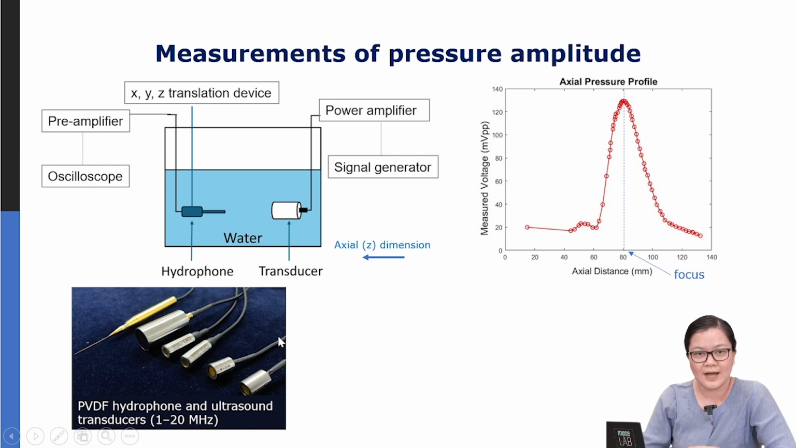What you would get from a hydrophone signal looks something like this. So you can map the measured voltage, which you can convert to pressure based on the hydrophone sensitivity. And you can map it as a function of the on-axis distance, or the axial distance, from the transducer. And you can see here that as you keep moving farther away from the transducer face, the hydrophone will detect a peak at the focus right here, located at 80 millimeters axial distance.